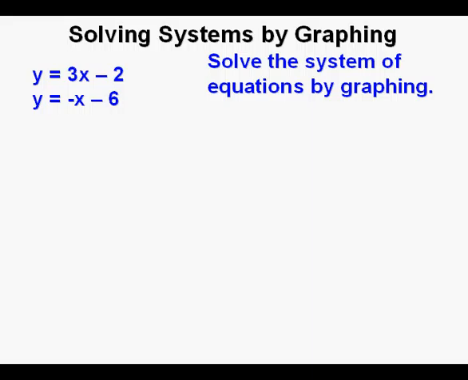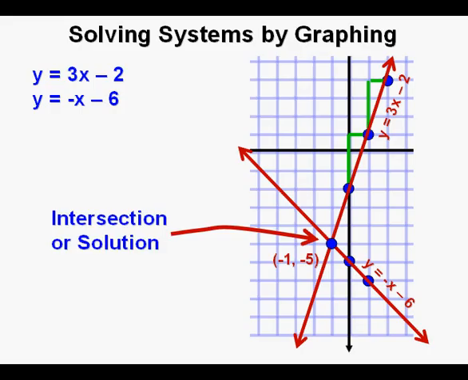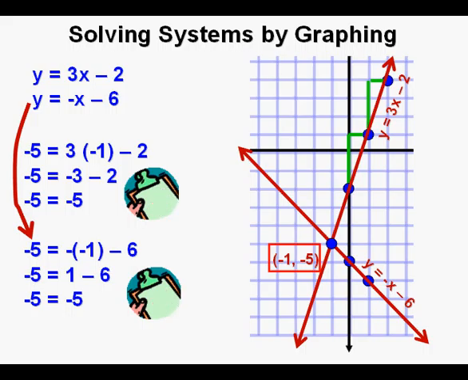Here's the first equation, y equals 3x minus 2 graphed. Here's the other equation, y equals -x minus 6. And our solution, or intersection, is found at (-1, -5). It's this point that these two lines have in common. And finally, the check of the solution. Here's the check using the first equation, check. And here's the check of the solution using the second equation, and it also works out, check.